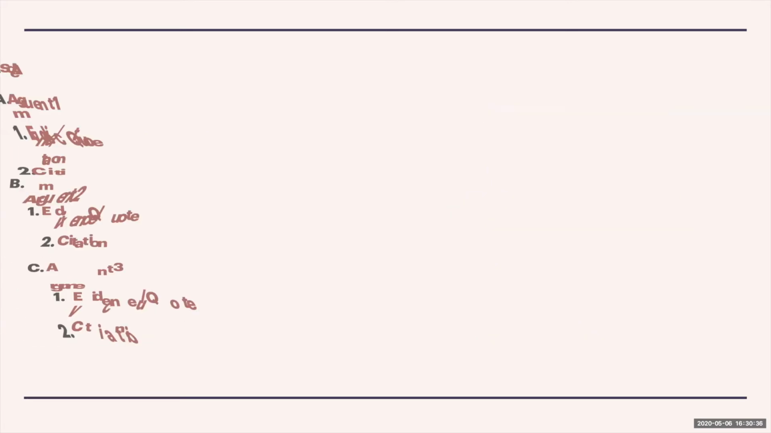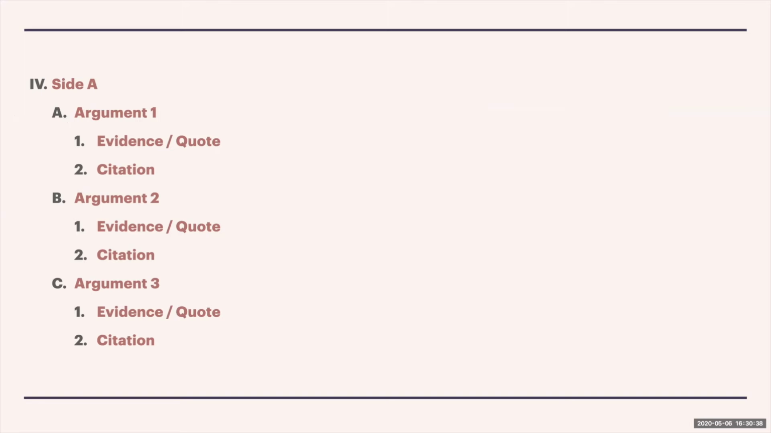And then once we've introduced the topic, we've defined the rules of the road, we've set up the history of how this debate got to where it is, now we actually look at the arguments. So side A, argument one, evidence or quote, and then your citation, and so on and so forth.